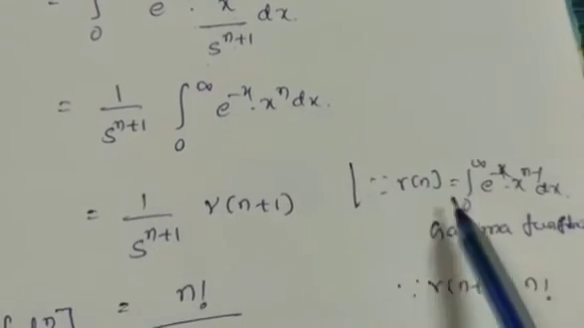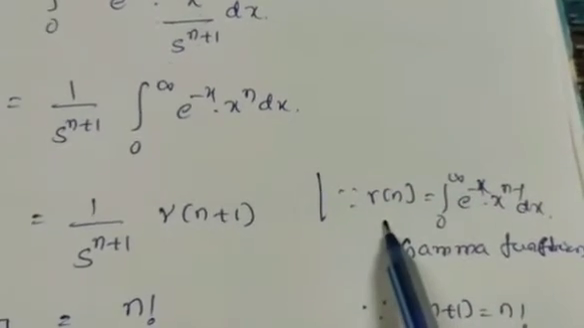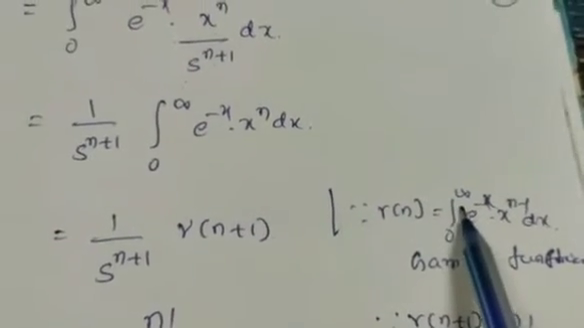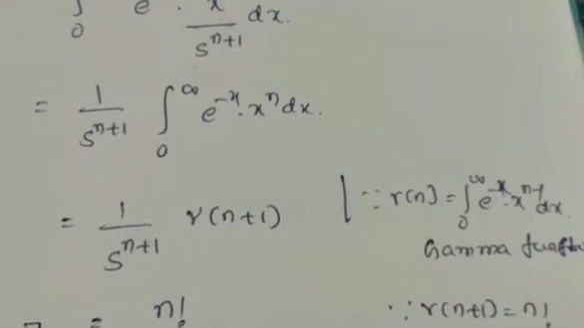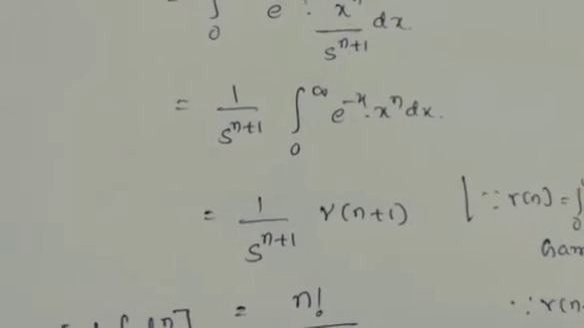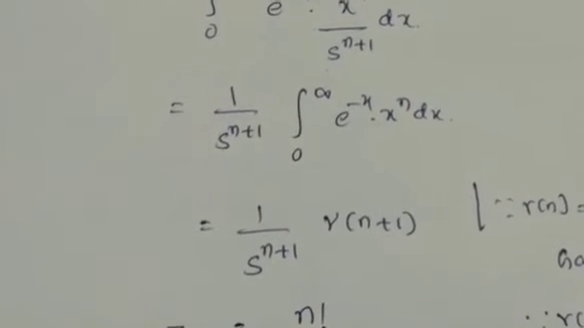So we know this gamma function here. We can call it a gamma function. Gamma n is equal to the integration from 0 to infinity of e raised to minus x into x to the power of n minus 1 dx. So this is the definition of a gamma function.